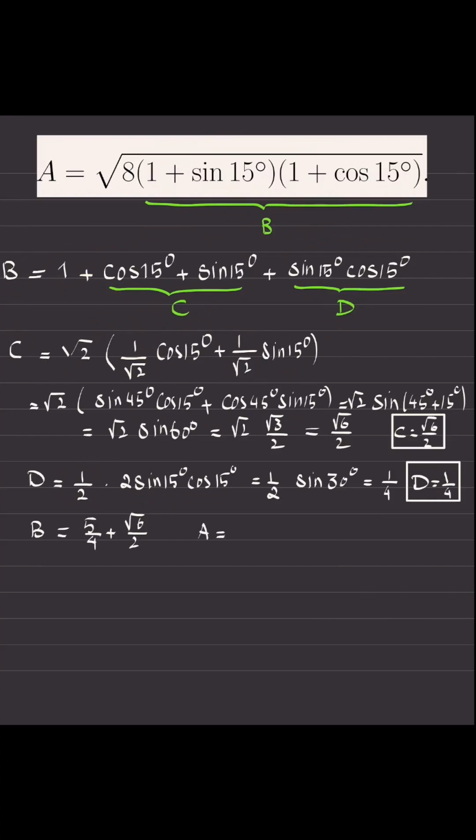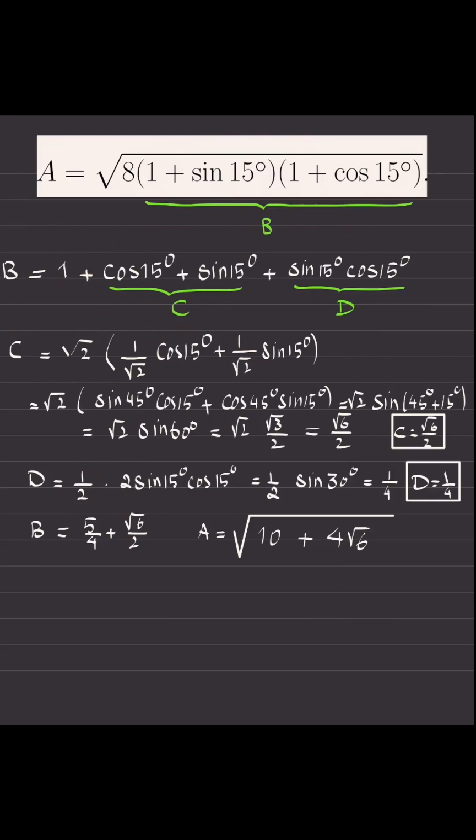equals to square root of, I multiply everything here by 8. So if I multiply this by 8, it becomes 10. If I multiply the second term by 8, it becomes 4 square root of 6. But this is not among the options that I have. Actually, this is calculated, so this is the exact value of A.